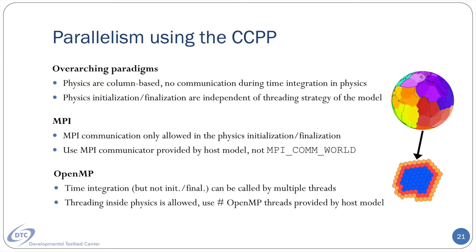Next, you may be wondering about how the CCPP works with parallelized code. The CCPP was implemented with a couple of overarching paradigms related to parallelism. First, physics are assumed to be column-based only, and no communication between columns related to physics is expected during time integration. Second, physics initialization and finalization are independent of the larger threading strategy of the host application. So, in practice, for MPI, this means that MPI communication is only allowed during physics initialization and finalization, and that, should it be used for these phases, it should use an MPI communicator provided by the host application and not MPI_COMM_WORLD. For OpenMP, the time integration of physics, the run phase of each scheme, can be called by multiple threads. So, threading is allowed inside a physics scheme, but it should use the number of OpenMP threads provided by the host application.